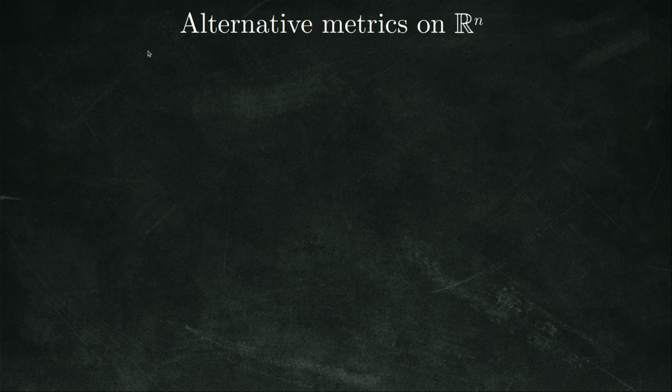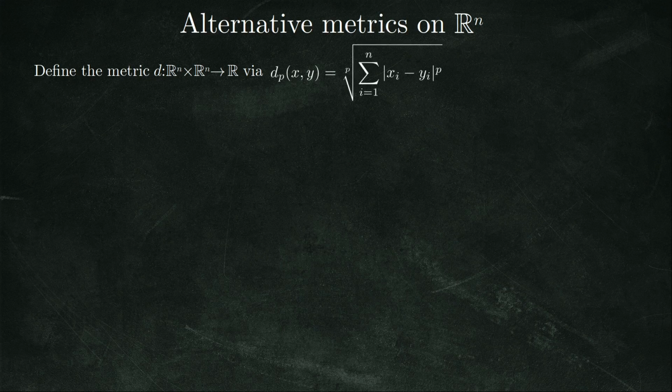The Euclidean metric is not the only metric available on Rn. We could obviously have the discrete metric, that works on anything. But there's another class of metrics we can use. So we have the metric on Rn, and this is defined via here. This is very similar to the Euclidean metric, except we take the pth power, and then we take the pth root.